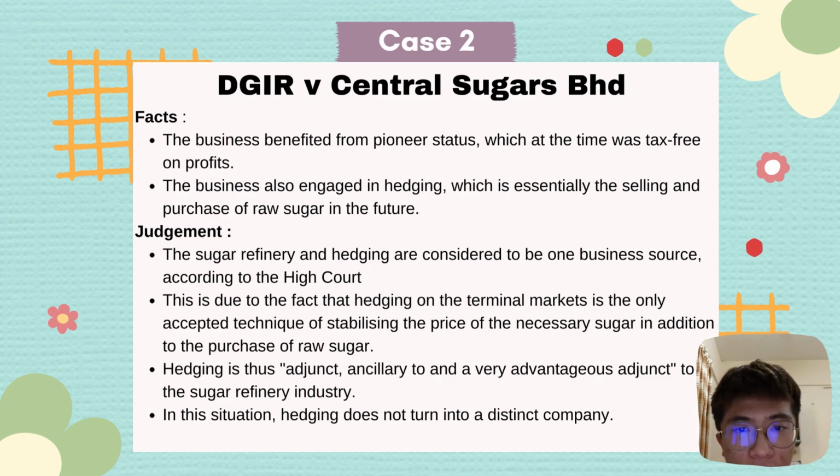In this case, the business benefited from pioneer status, which at that time was tax-free on profit. The business also engaged in hedging, which is essentially the selling and purchase of raw sugar in the future. The sugar refinery and hedging were considered to be one business source according to the High Court. This is due to the fact that hedging on the terminal market is the only accepted technique of stabilizing the price of sugar in addition to the purchase of raw sugar. Hedging is thus an auxiliary and very advantageous adjunct to the sugar refinery industry. In this case, hedging does not turn into a distinct business.